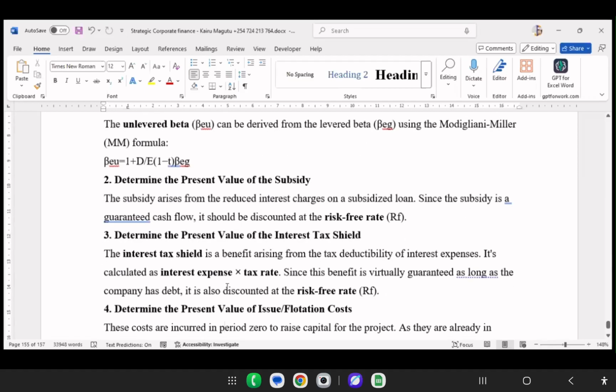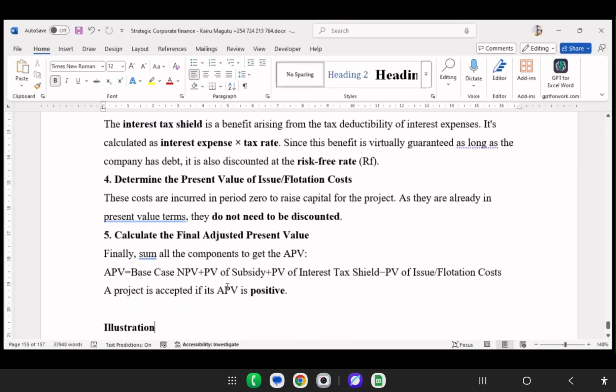Number three, determine the present value of the interest tax shield. We say that the interest tax shield is a benefit arising from the tax deductibility of interest expense. So the interest tax shield is equal to interest times tax rate. As long as the firm is financed using debt, the interest tax shield will be enjoyed. It is therefore guaranteed, and therefore it is discounted using the risk-free rate. So step number three, determine the present value of the interest tax shield.